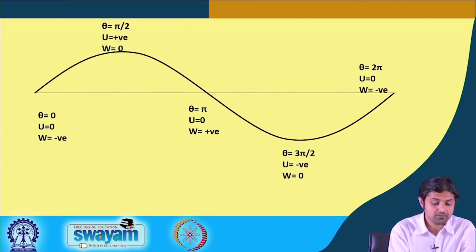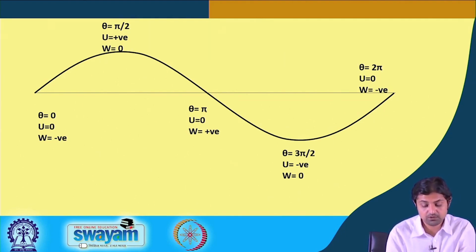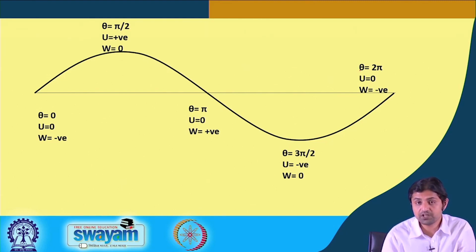Here theta is pi by 2, and u is positive and w is 0 at the top. Here theta is equal to pi, u is 0, but w is positive. At 3 pi by 2, u is negative and w is equal to 0. If you put different thetas into the velocity potential and the u and w equations, you are going to get different values, and the sign will be determined from there. So, this is just a summary of those results obtained from this equation.